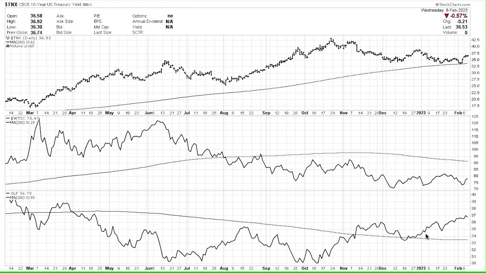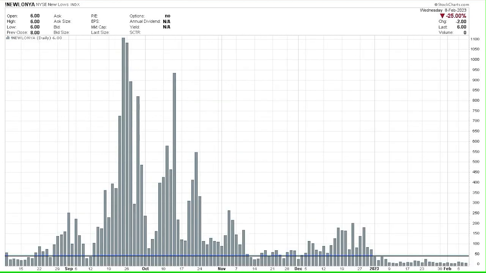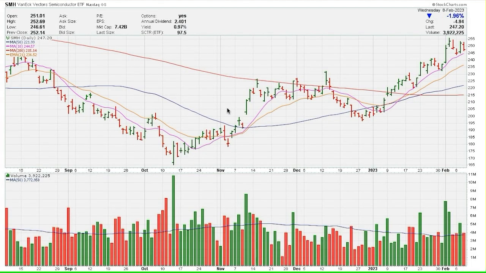Financial stocks are looking good. They are in an uptrend. As far as new lows go, very much under control here. We're seeing less than 40 new lows for an extended period of time. This is very positive.